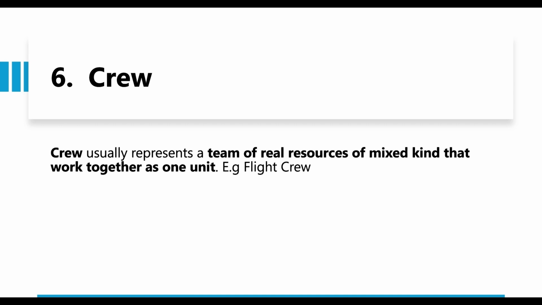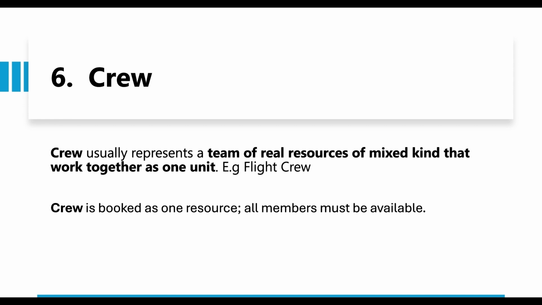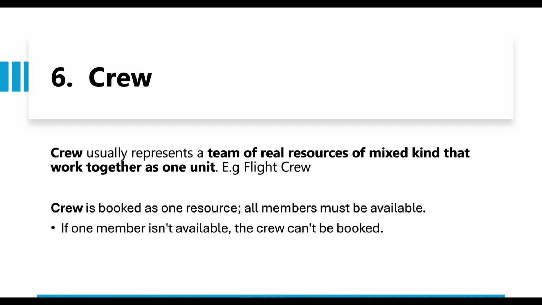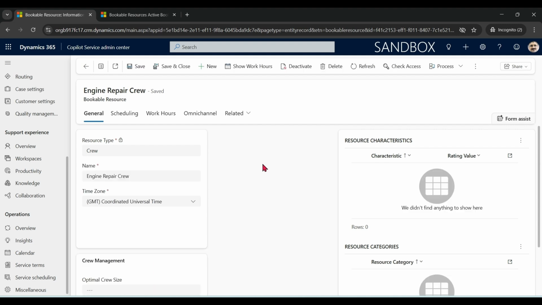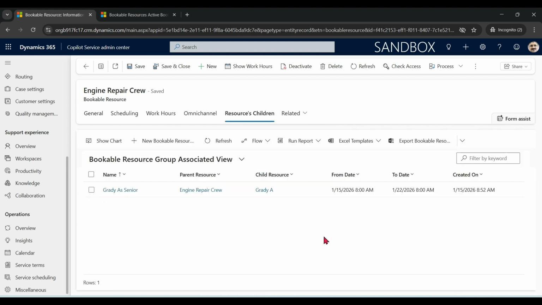Now we come to crew. Crew usually represents a team of real resources or mixed kinds that work together as one unit. For example, flight crew. Crew is booked as one resource. If in a flight crew we have 4 people, pilot, co-pilot, attendant and cleaner, all 4 are booked as one resource. So all members must be available for allocation. If one member is not available, the crew cannot be booked. You can see that we have here an engine repair crew, and from here resource children we can define all the crew members which are required for this crew.